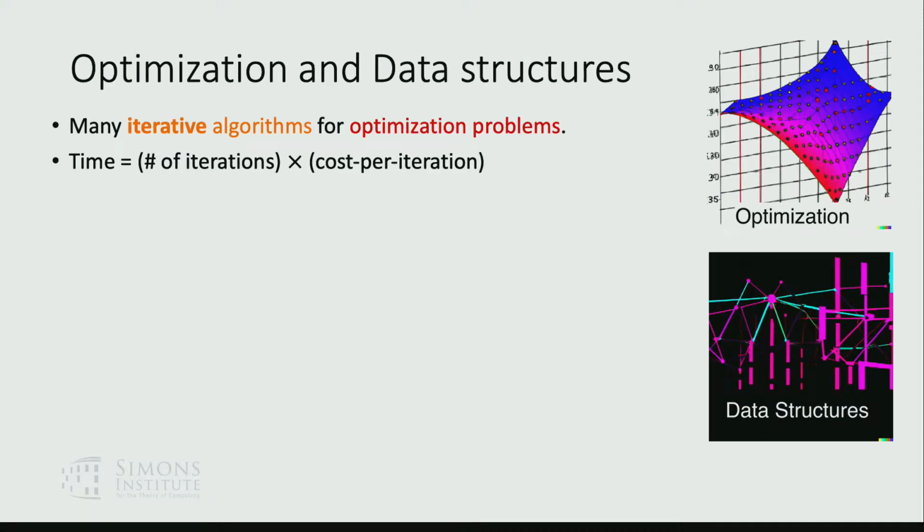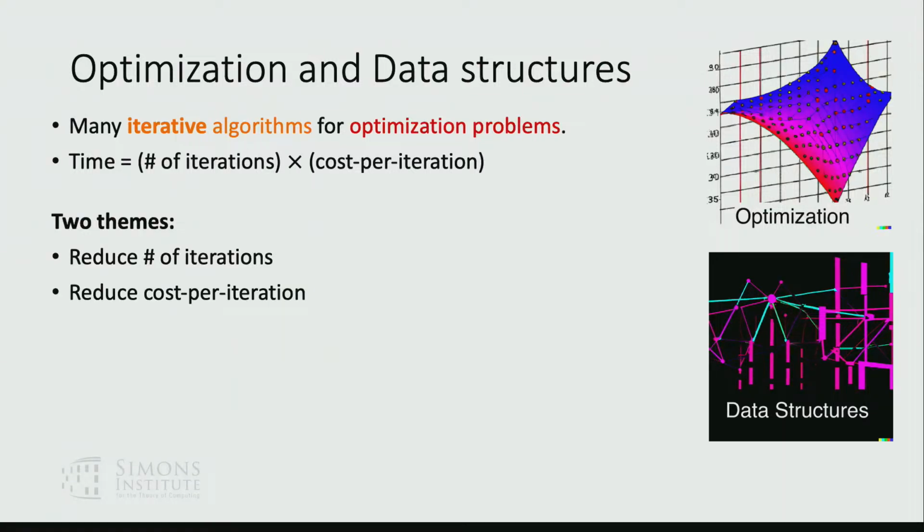Okay, so let me first start from a bigger picture about this recent progress on trying to use better data structures to achieve faster optimization algorithms. So many algorithms for optimization problems are iterative in nature, for example, gradient descent or taking Newton steps. And all these algorithms, high levelly, you can always measure their time as the number of iterations times the cost per iteration. So when designing these algorithms, there are always two themes. The first one is to reduce the number of iterations, and there has been extensive studies on that. And the second part is what I will focus on today, which is to reduce the cost per iteration.